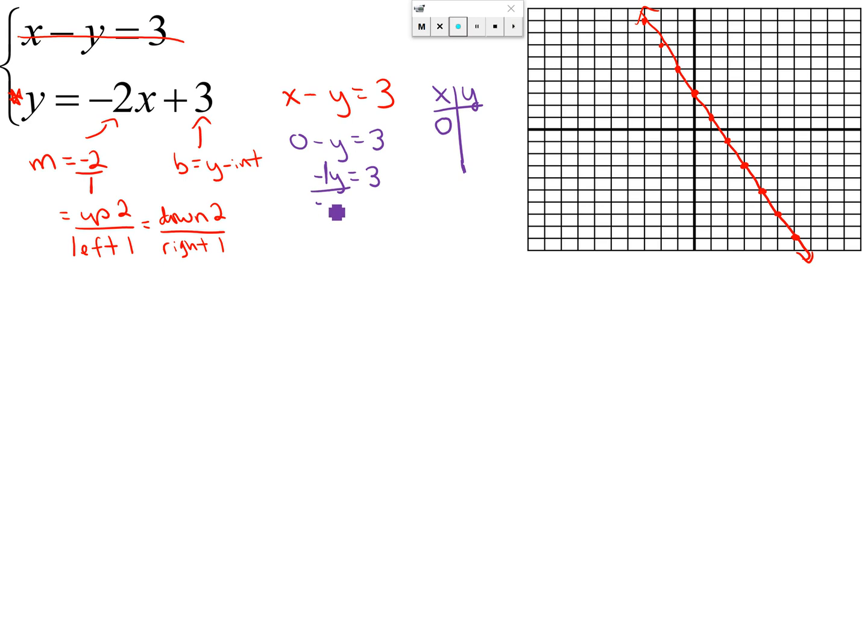Divide by it, yep. So my y is really negative 3. So just be super careful when you have that negative in front of a variable. There's really a negative 1. A lot of you have been writing the negative 1 there, which I think helps a bunch.